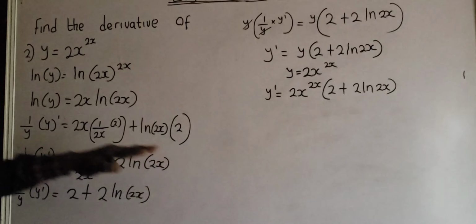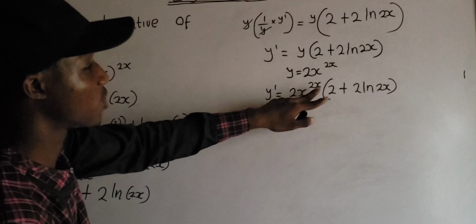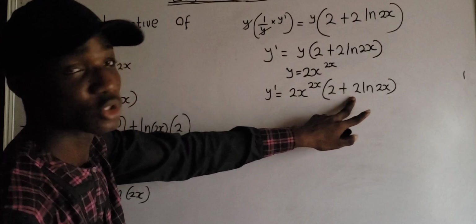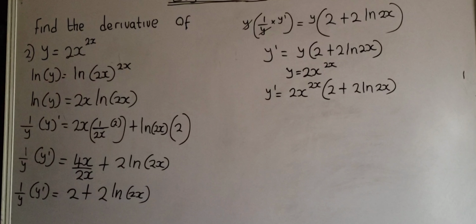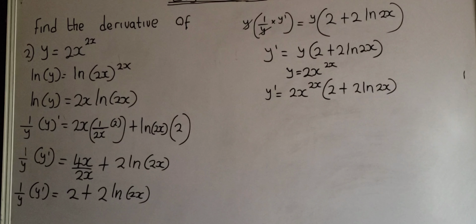So the derivative of y, which is 2x raised to the power of 2x, is 2x raised to the power of 2x multiplied by 2 plus 2 ln x. So that is how to find the derivative of a function that looks like this. Now let us proceed to the third question.